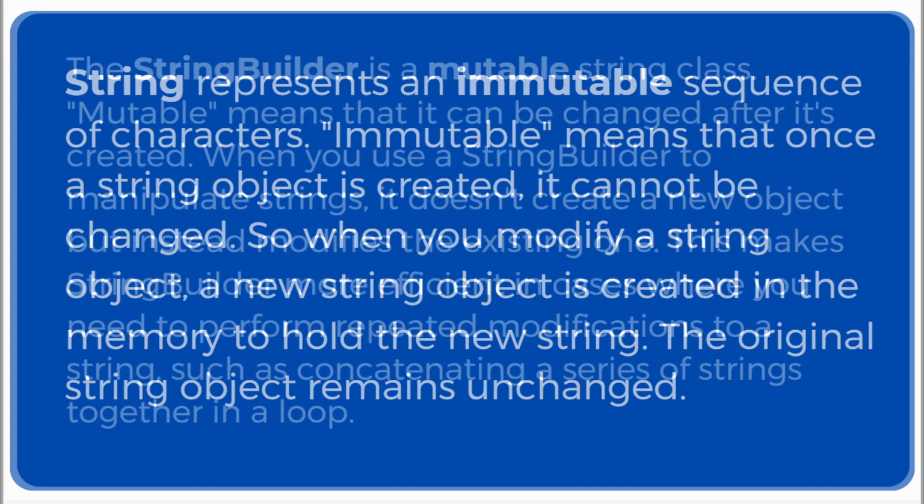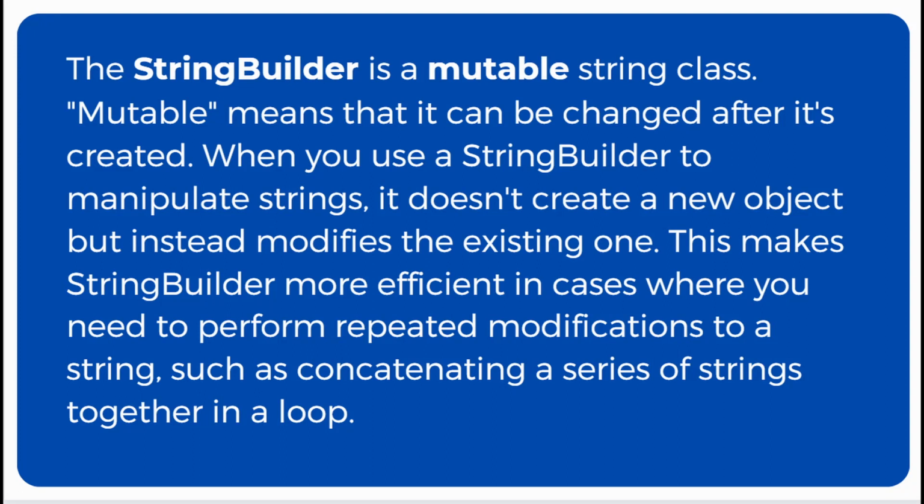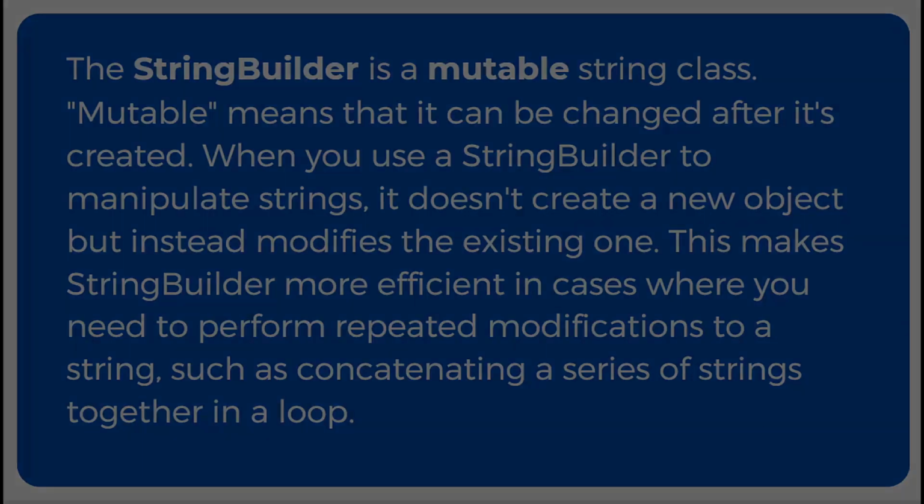The string builder, on the other hand, is a mutable string class. That means that it can be changed after it has been created. And when you use a string builder to manipulate strings, it doesn't create a new object, but instead modifies the existing one. This makes string builder more efficient in cases where you need to perform repeated modifications to a string, such as concatenating a series of strings together inside a loop.